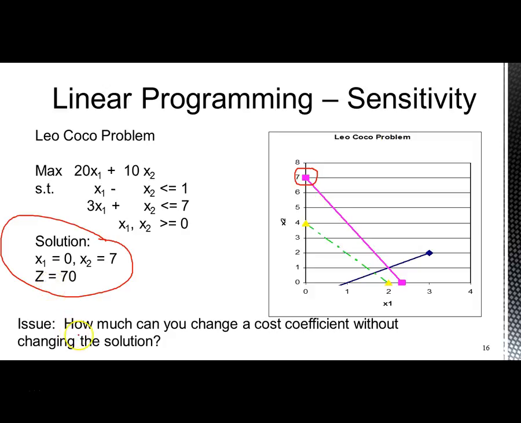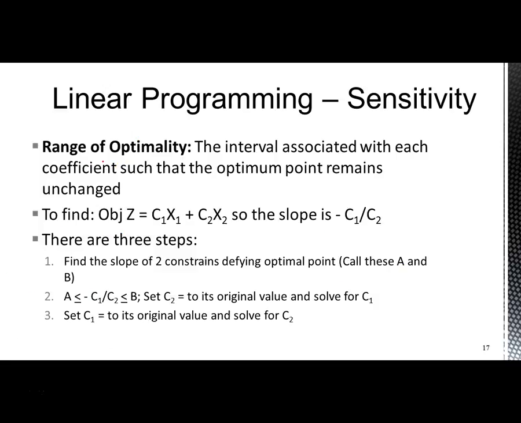Now the issue is how much can you change a cost coefficient without changing the solution. The cost coefficients are these two right here. If we denote this as C1 and this as C2, how much can we change them? To do this, we first find the range of optimality, the interval associated with each coefficient such that the optimum point remains unchanged. For the objective z equals c1 x1 plus c2 x2, the slope is minus c1 by c2.